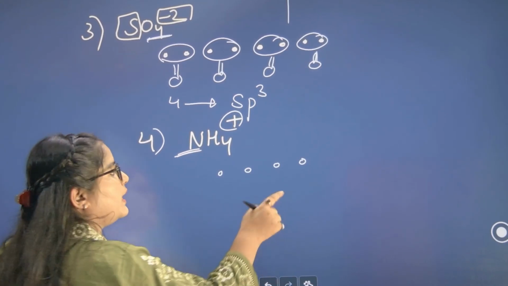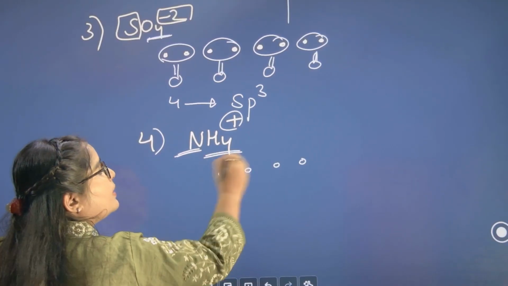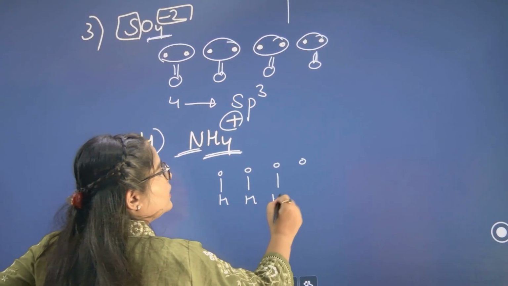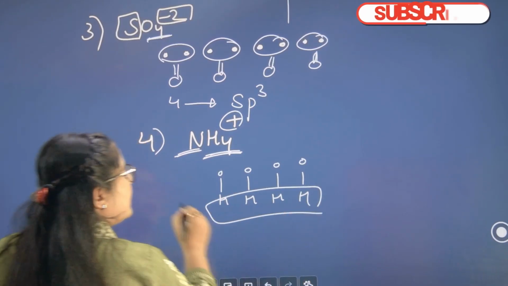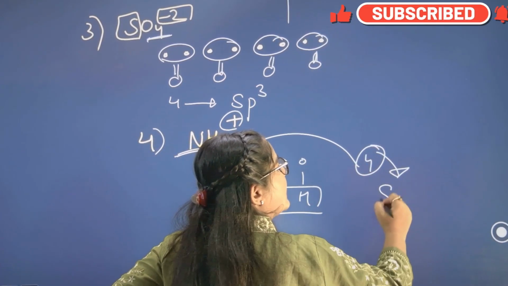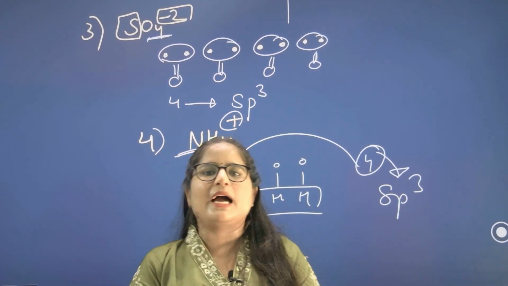I will remove one electron. When I have removed one electron, how much will it come? 4. How many side atoms? 4, and they will make single bonds. So 4 side atoms, tell me fast: sp3. That's all. Here we have finished the trick to find hybridization.